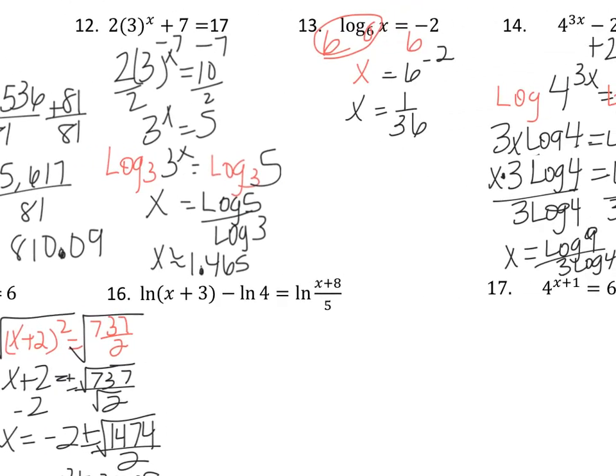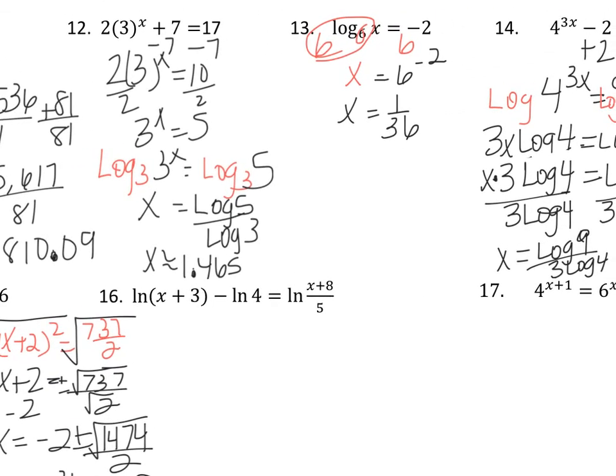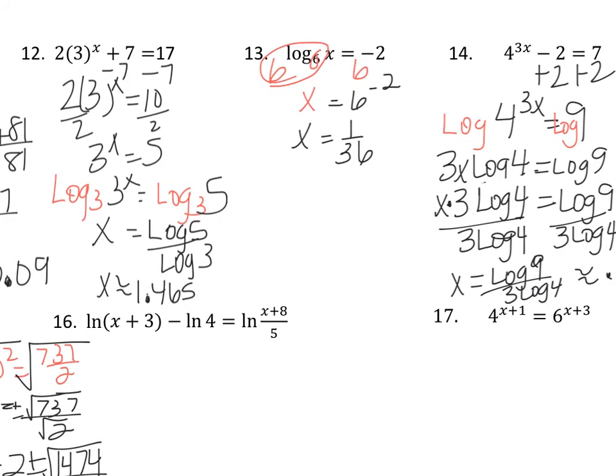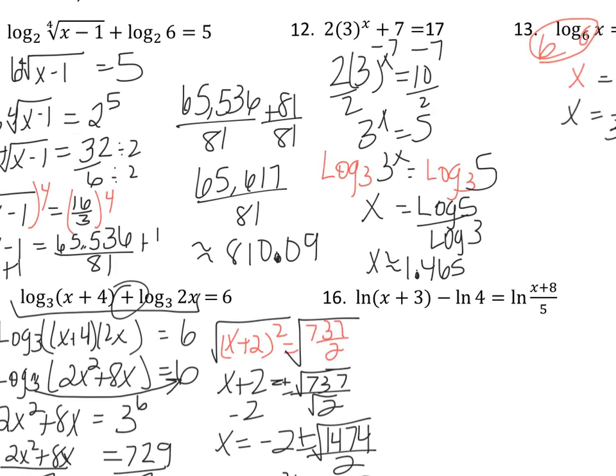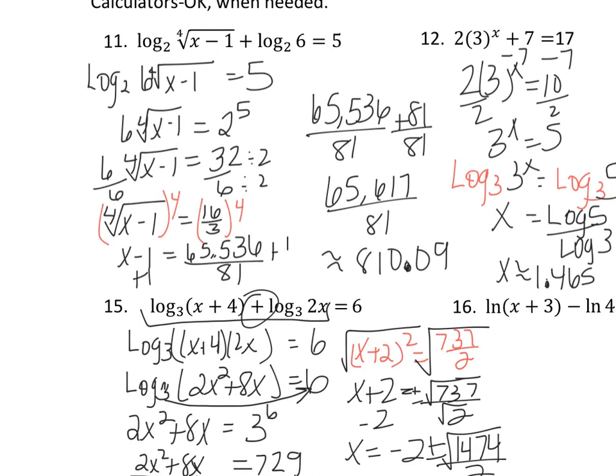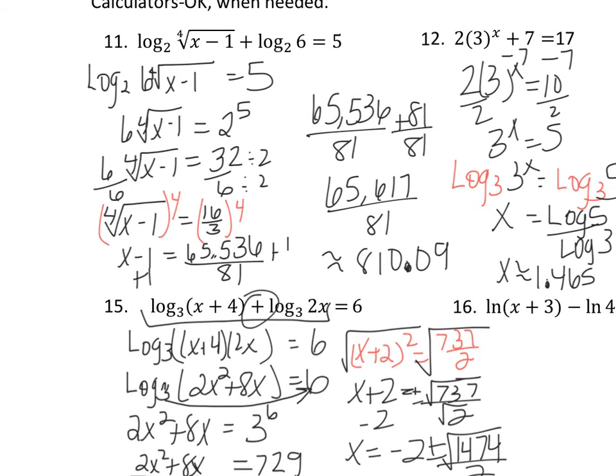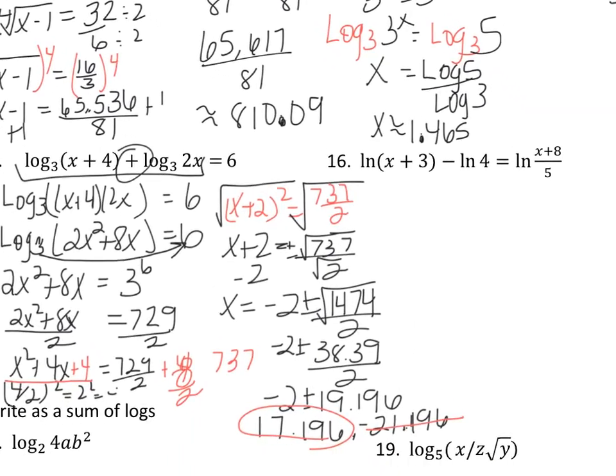The only problem on the log equations, number 13 is okay because it's a positive 1/36. And let's see, number 11 has 2 domain restrictions. One, the radical can't be negative, and what's inside the log. Since that won't be negative, it won't be. Since the radical can't be negative, we're okay. We got 810, which will definitely keep it positive. So I think we're good on that.